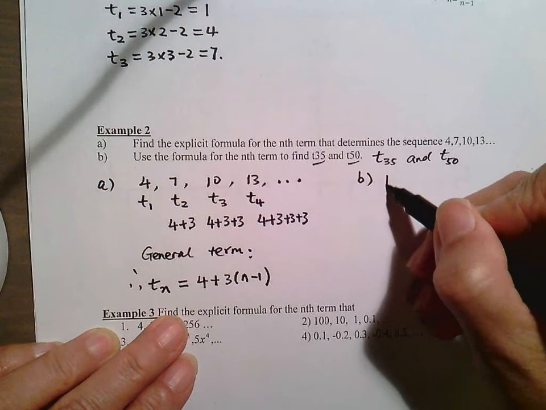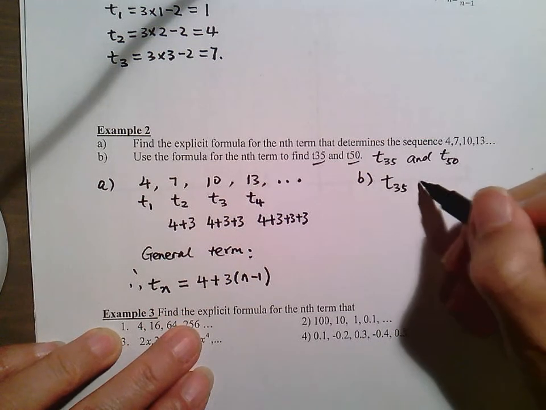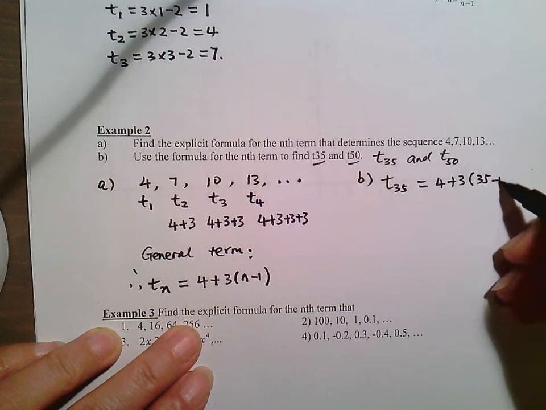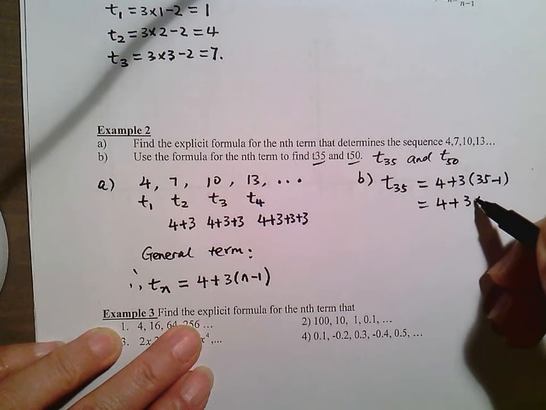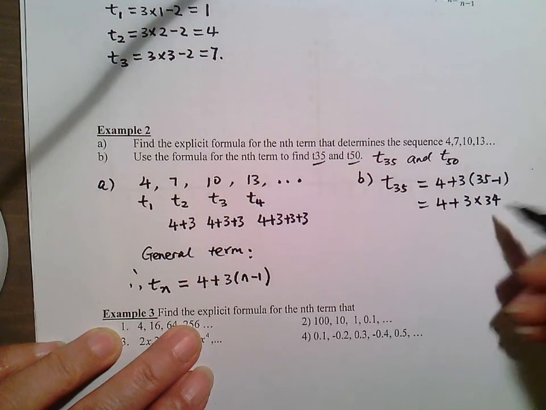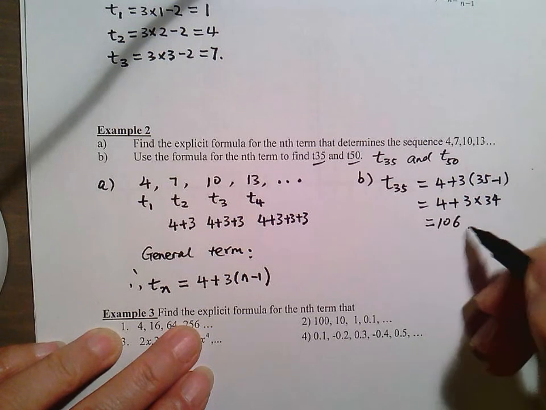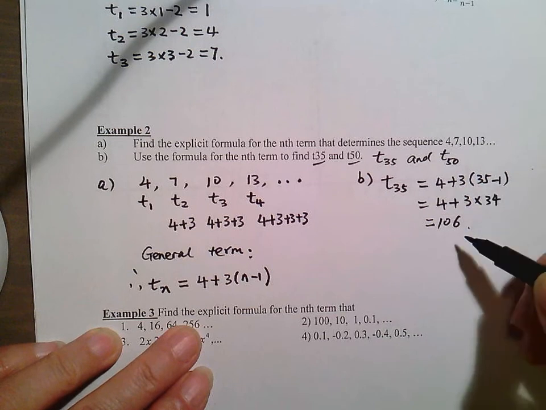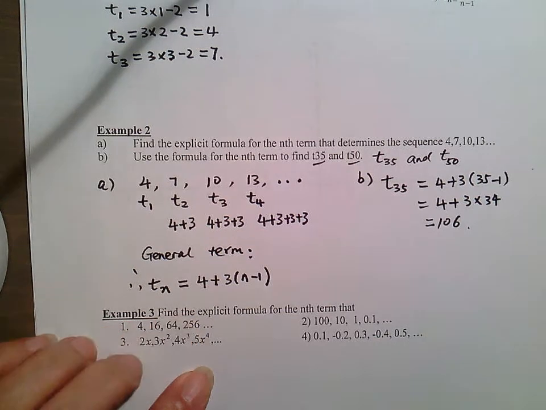I'm going to find the 35th term, which is going to equal 4 plus 3 times 35 minus 1. Therefore, you can see that is 4 plus 3 times 34, right? So therefore, it is 106. Now you should pause and calculate your 50th term. Now I'm going to show you the answer.